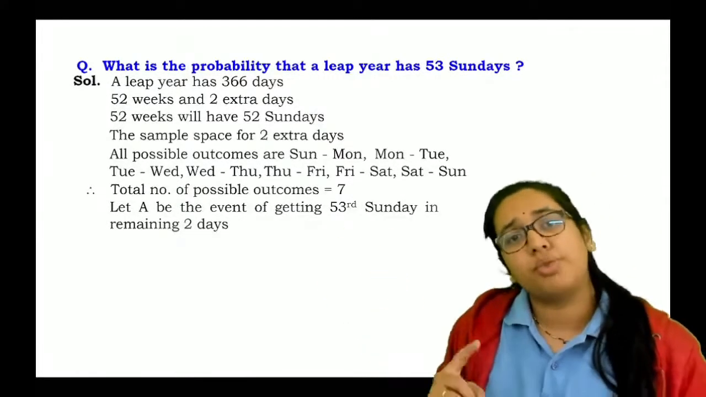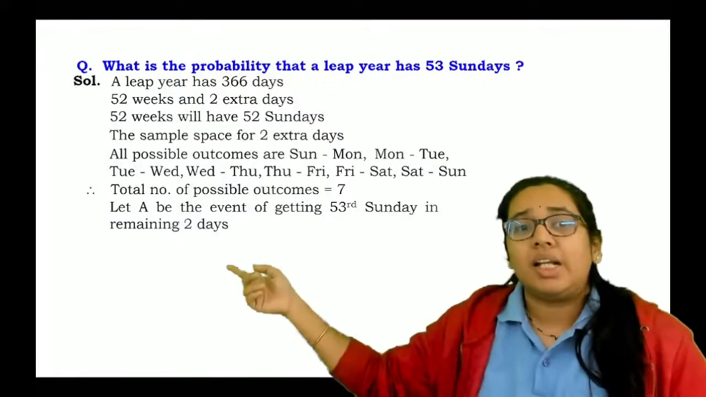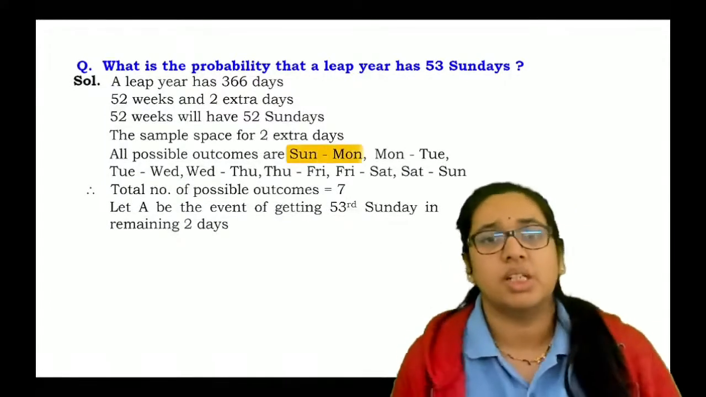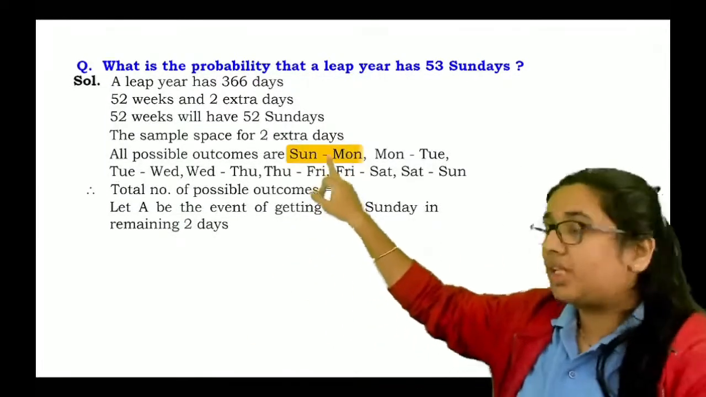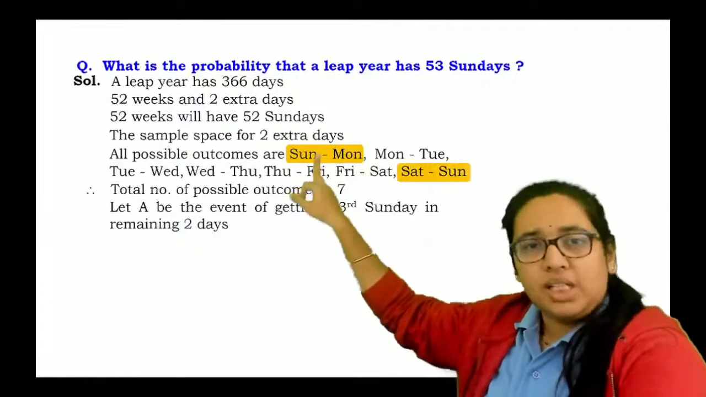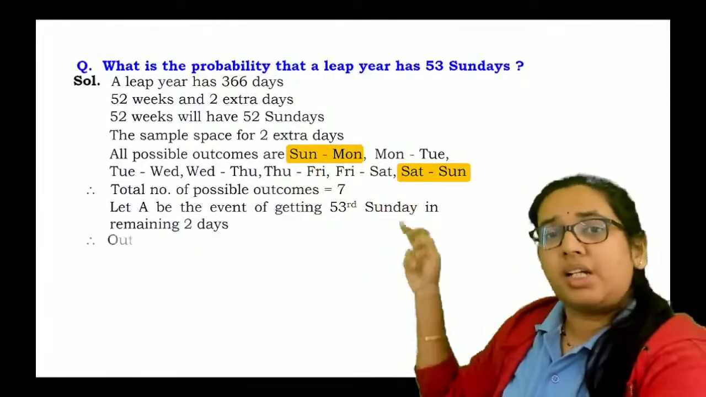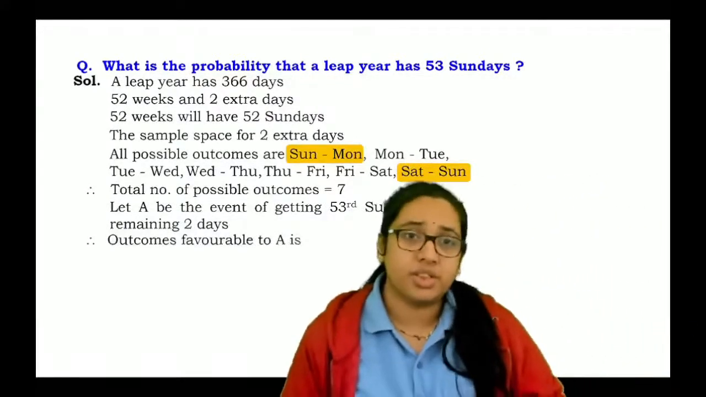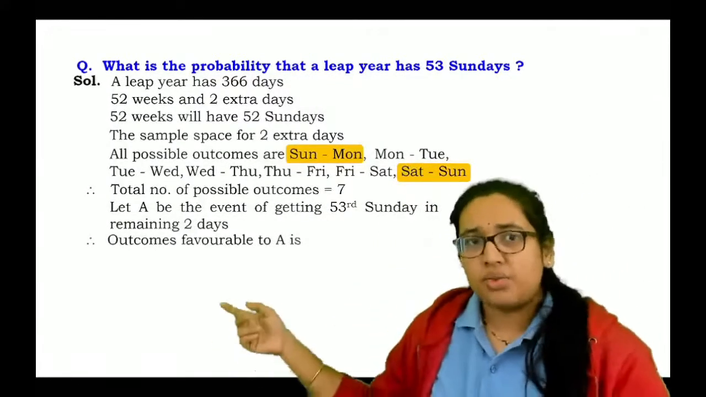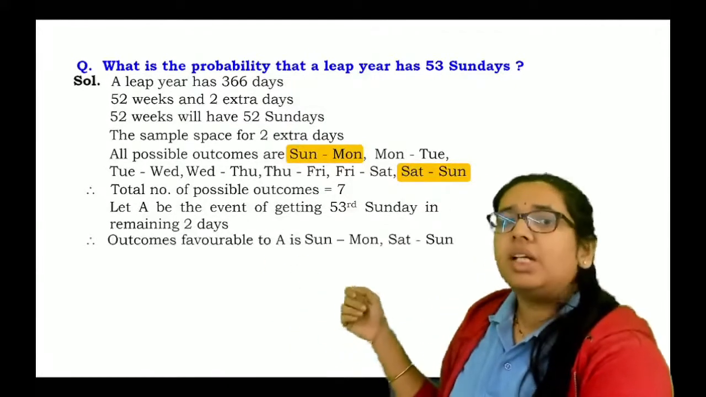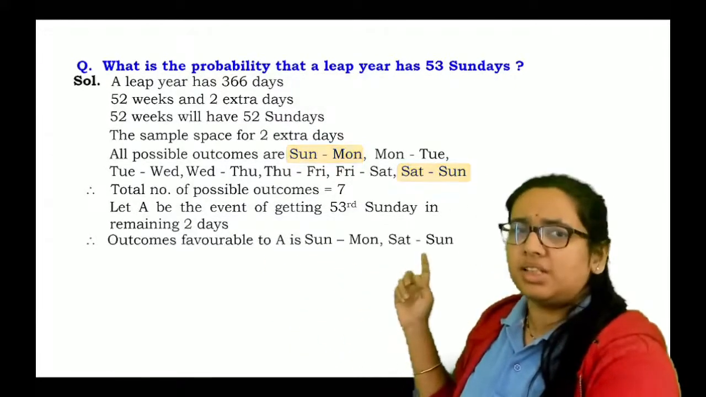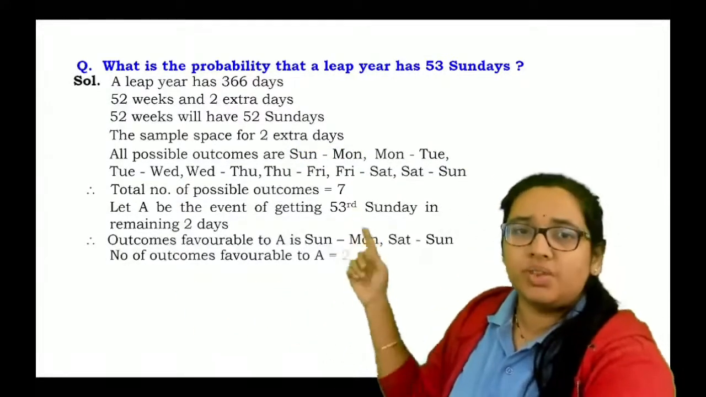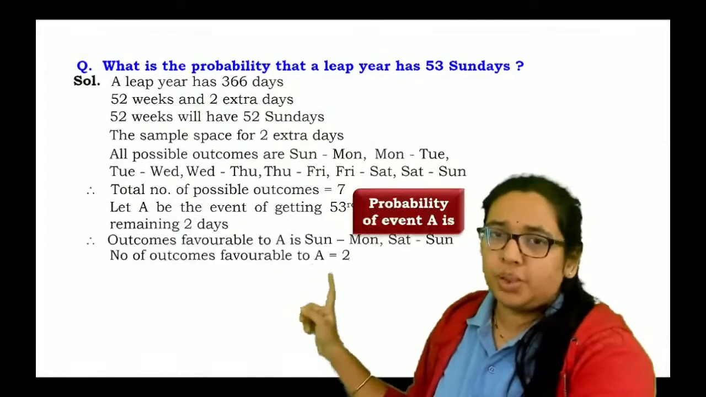But we are talking about getting the 53rd Sunday, right? Let A be the event of getting 53 Sundays in the remaining 2 days. So in the remaining 2 days, how many times do you get a Sunday? Either it will be Sunday-Monday or Saturday-Sunday. That means either 30 December is a Sunday or 31 December is a Sunday. The outcomes favorable to A are Sunday-Monday and Saturday-Sunday. Hence, the number of favorable outcomes for this event will be 2.